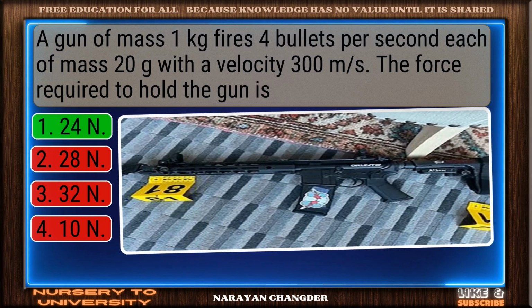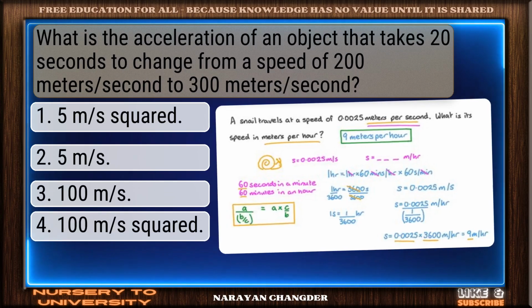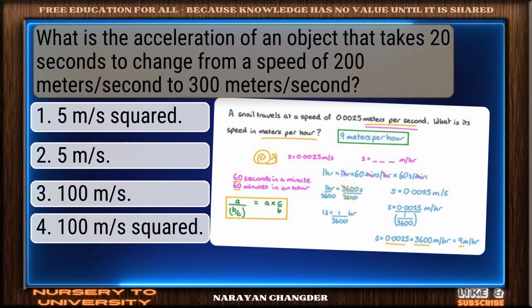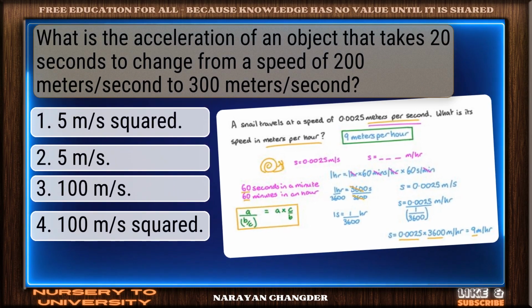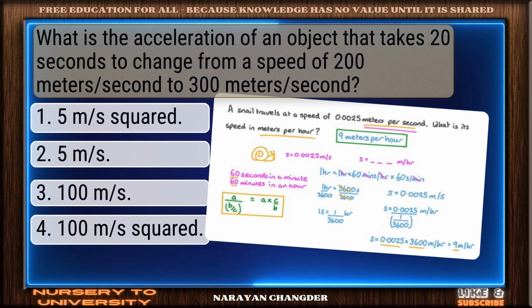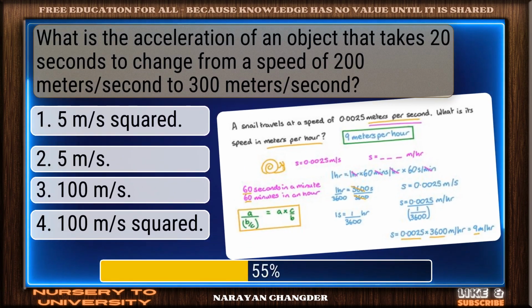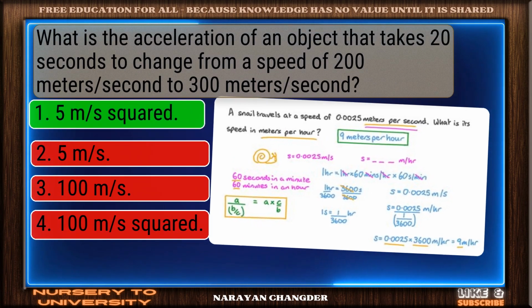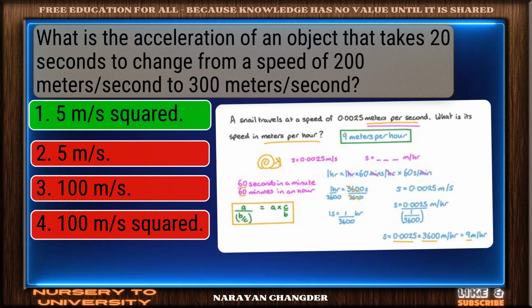Correct. 24N is the right answer. Question number 73. What is the acceleration of an object that takes 20 seconds to change from a speed of 200 meters per second to 300 meters per second? Good job. Your answer 5 m/s² works well here.